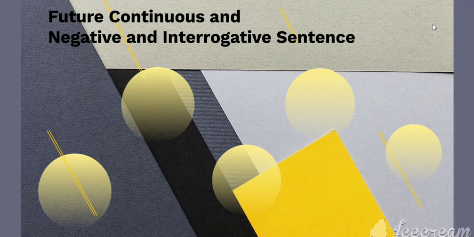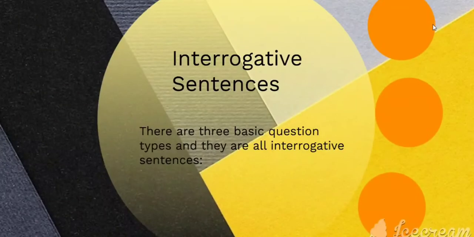Well, then we have the interrogative sentence. But first, we have to know what is the function of an interrogative sentence. The basic function is to ask a direct question. It asks something or requests information. We use it frequently in spoken and written languages. They are one of the most common sentence types. And there are three basic question types. They are all interrogative sentences.